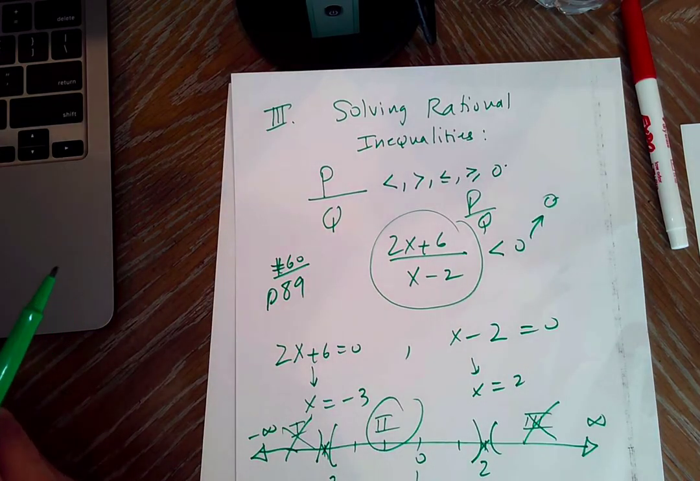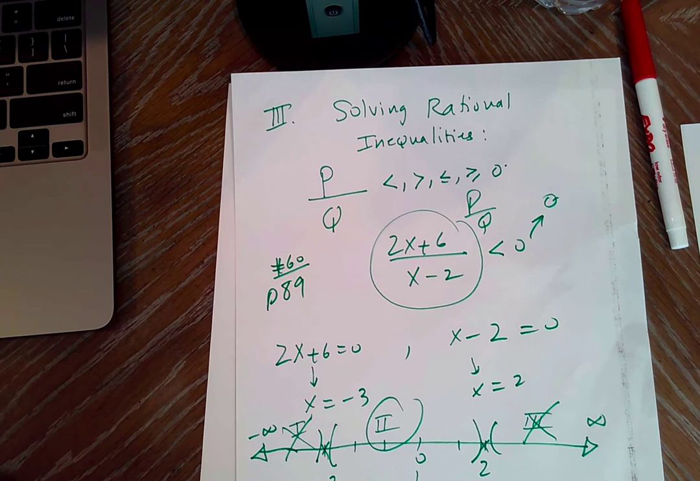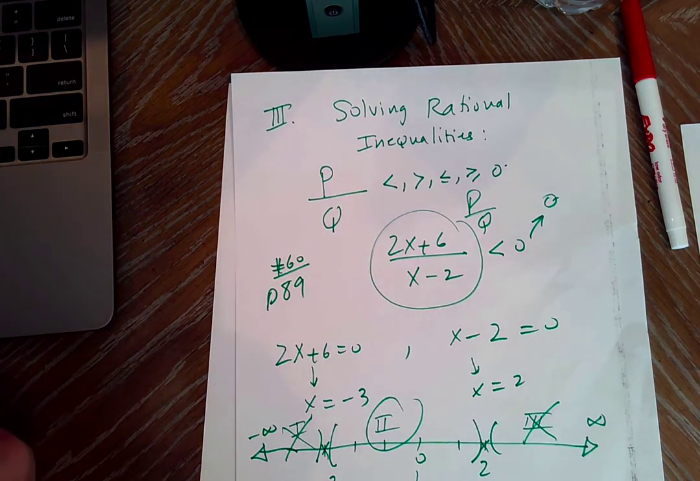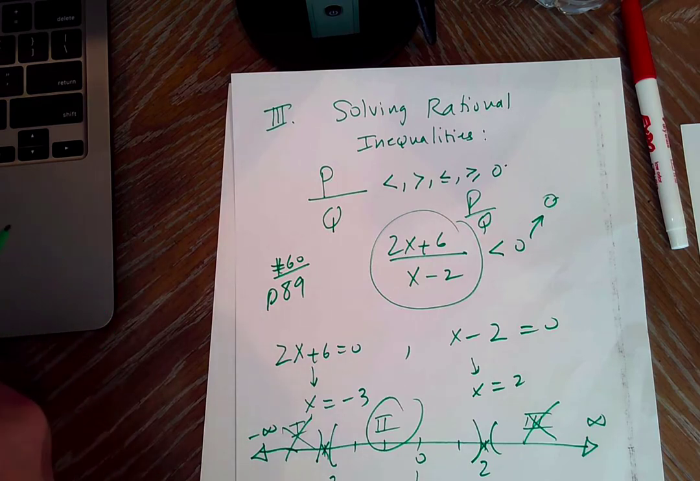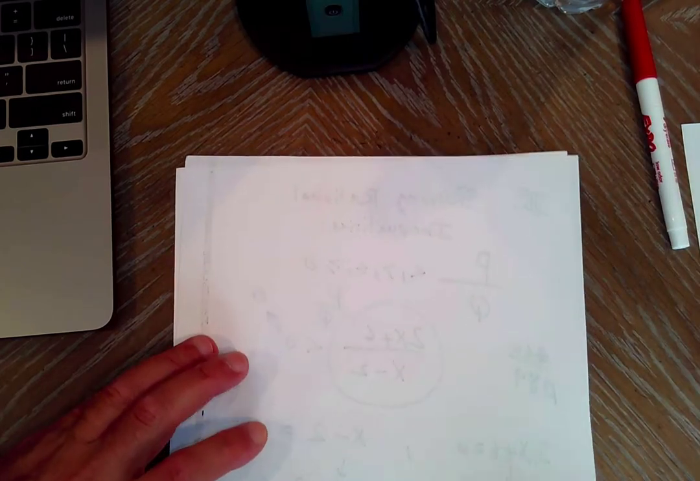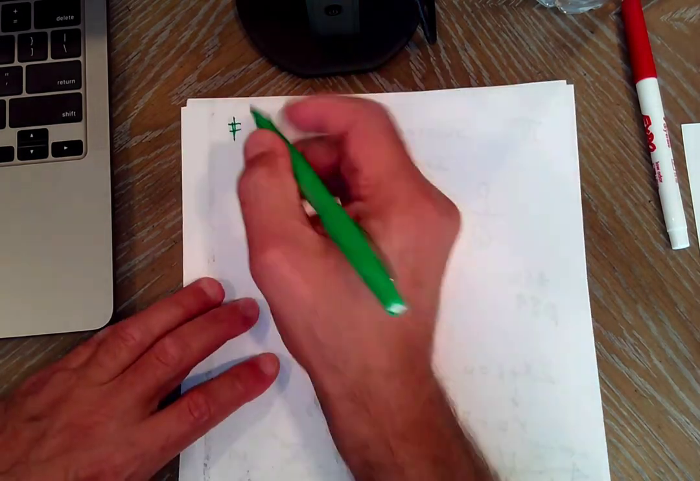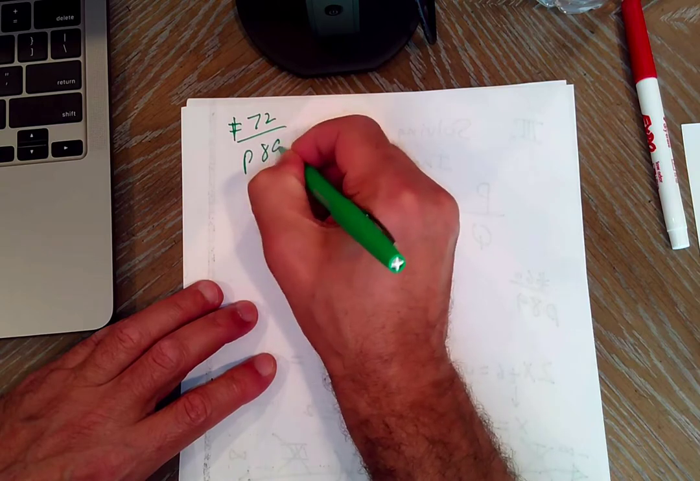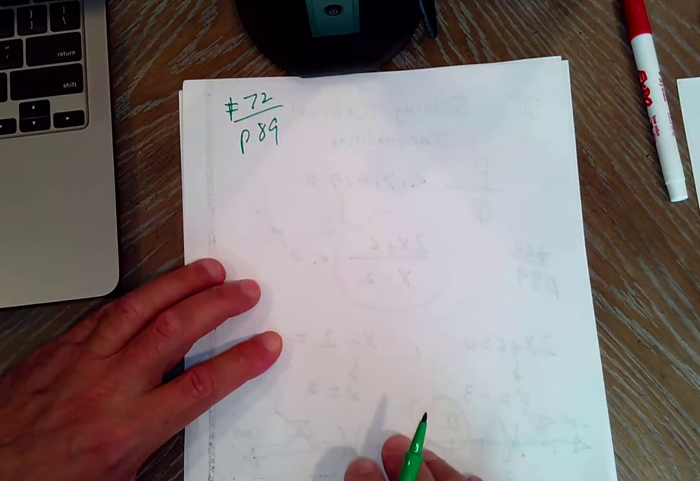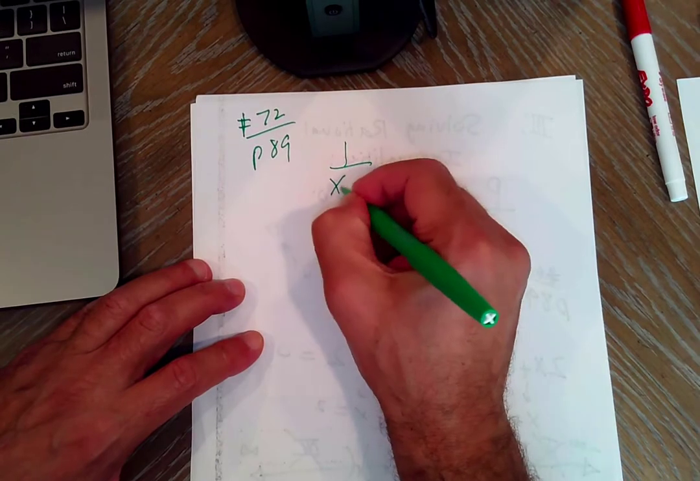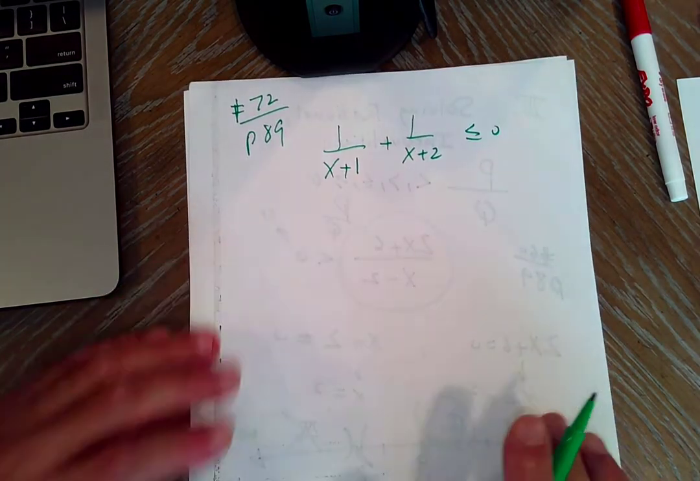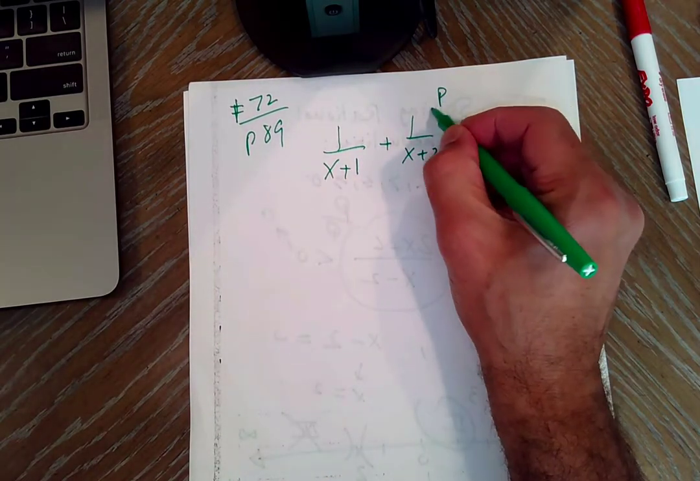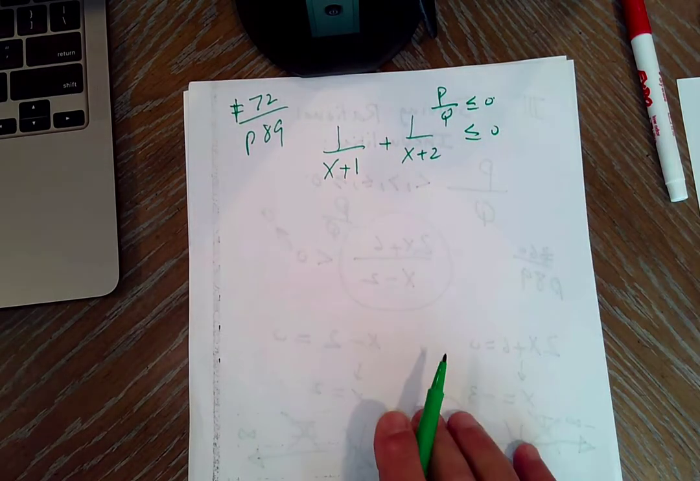Let's do one more of these. Number 72, page 89. 1 over x plus 1 plus 1 over x plus 2 is less or equal to 0. So we need to make this a single fraction. Remember, it has to be p over q is less or equal to 0.